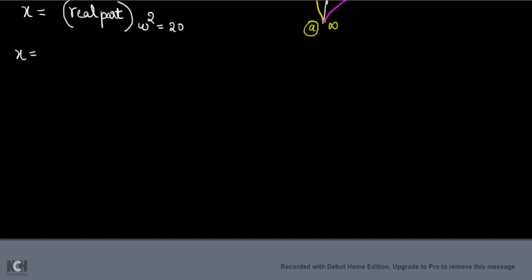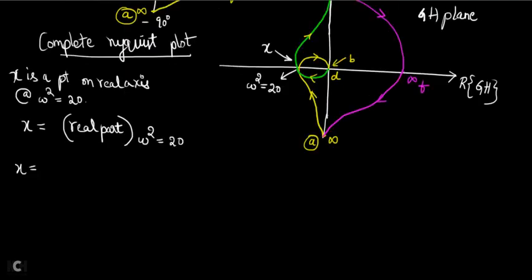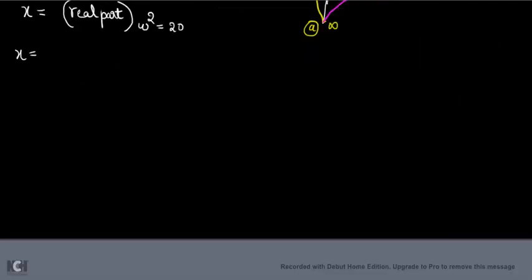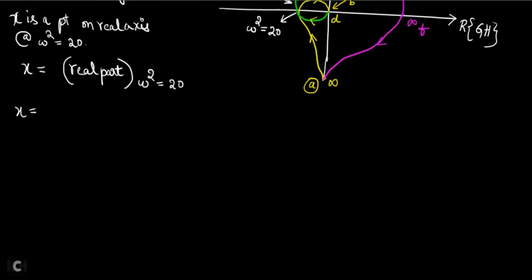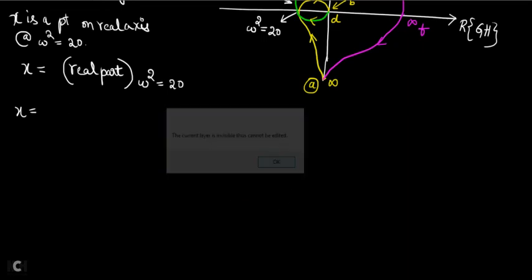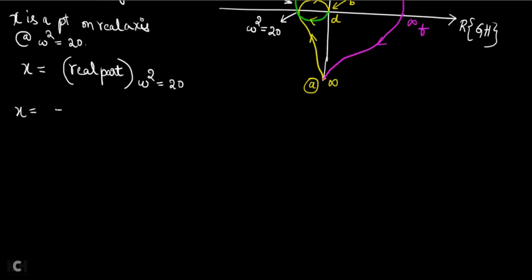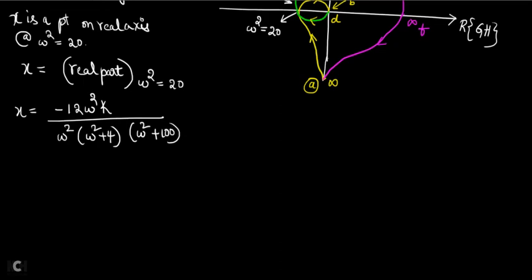So now come to this real part. How to find out x? X means the intersection point on the real axis. That I will write as the real part equation. What is my real part equation? I got the real part equation as minus 12 omega square K divided by capital D. Capital D is what? Omega square into omega square plus 4 into omega square plus 100. For this you have to put omega square is equal to 20. This is the last step.